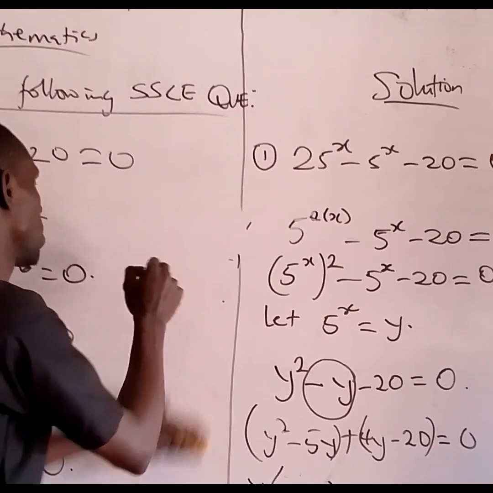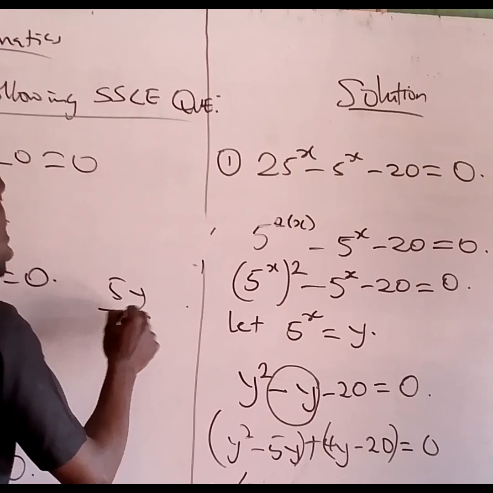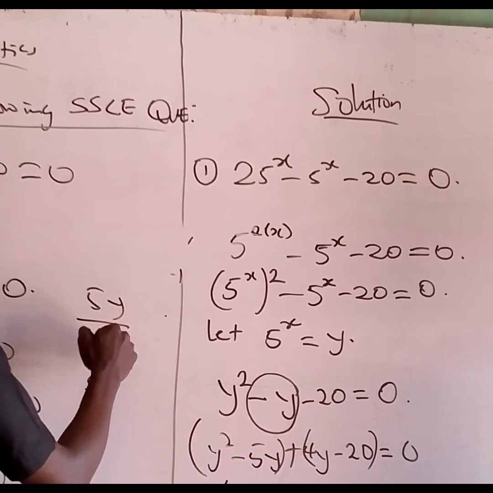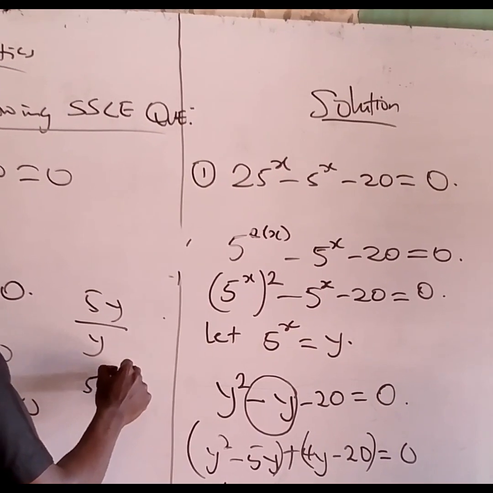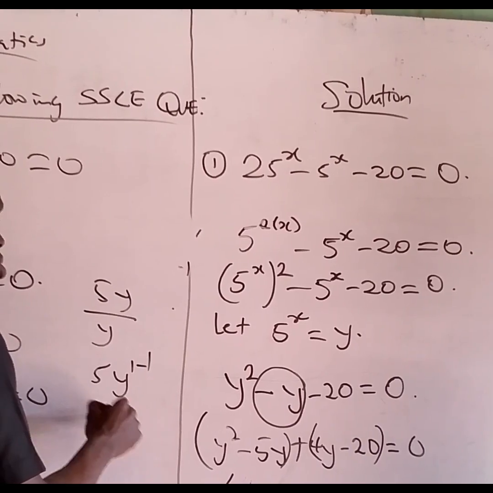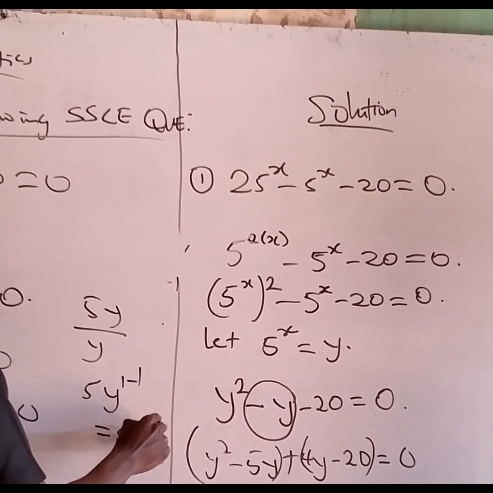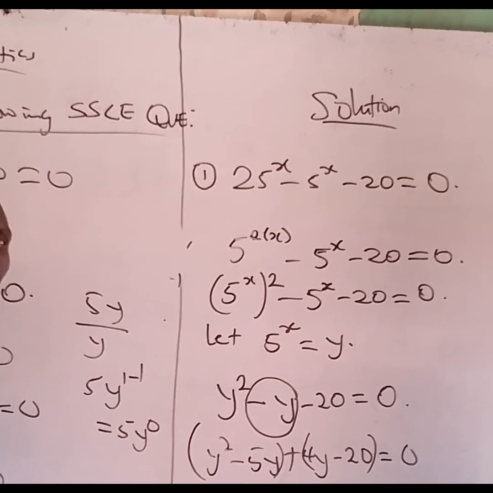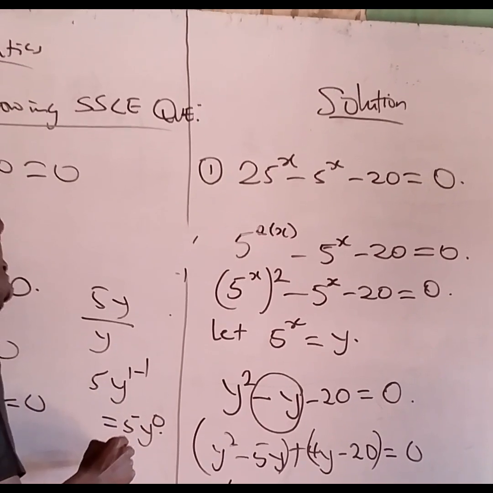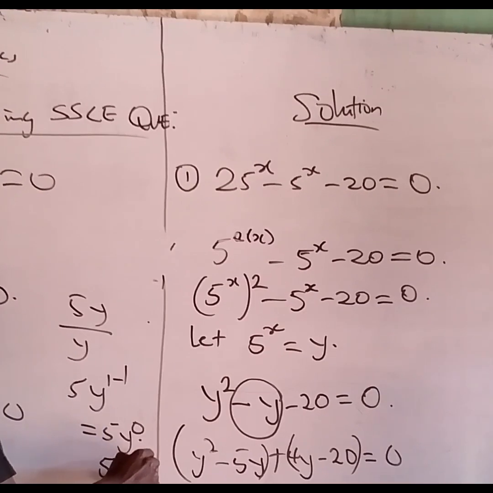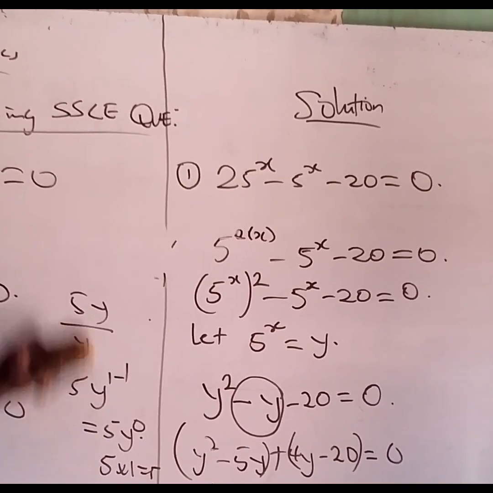5y divided by y. You have y as the common base. y to the power 1 minus 1 is y raised to power 0. Still remember the law of negative index: anything raised to power 0 is 1. So that's 5 times 1, which is 5. That's how we got this.